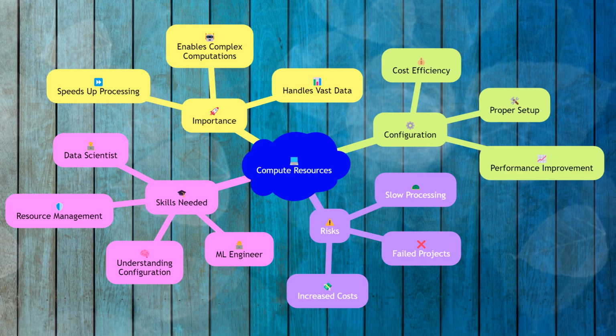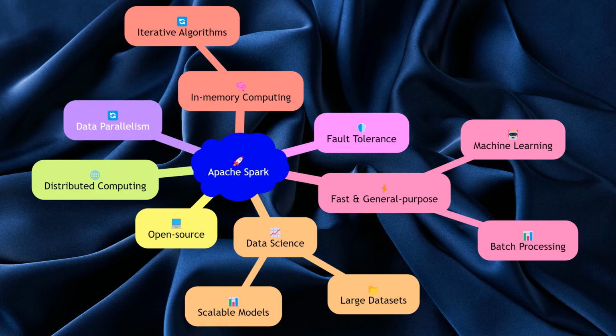Compute resources are essential for handling the vast amounts of data and complex computations involved in machine learning. They enable parallel processing, which significantly speeds up data processing and model training. Proper configuration ensures that resources are used efficiently, reducing costs and improving performance. Inadequate or misconfigured resources can lead to slow processing times, increased costs, and even failed projects. Therefore, understanding how to configure and manage these resources is a critical skill for any data scientist or machine learning engineer.